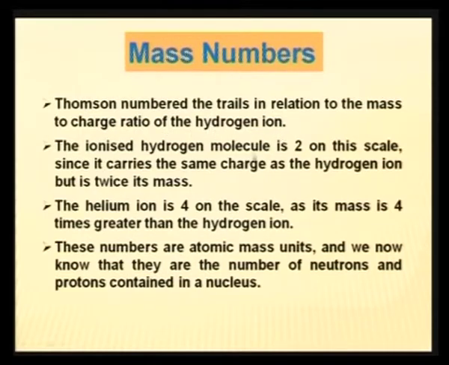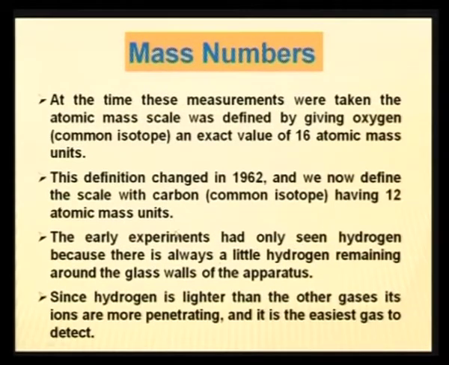The ionized hydrogen molecule is 2 on this scale, because the hydrogen molecule carries the same charge as the hydrogen ion, but its mass is twice that of the hydrogen atom. The helium, on the other hand, will have 4 on this scale. These numbers are the atomic mass units, and we now know that they are the number of neutrons and protons contained in the nucleus.